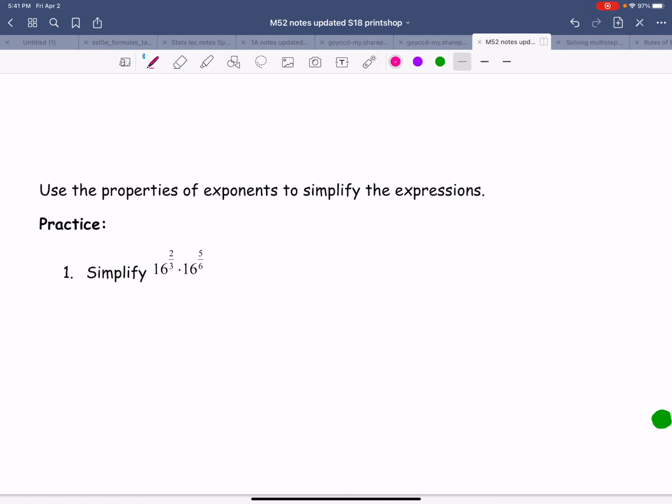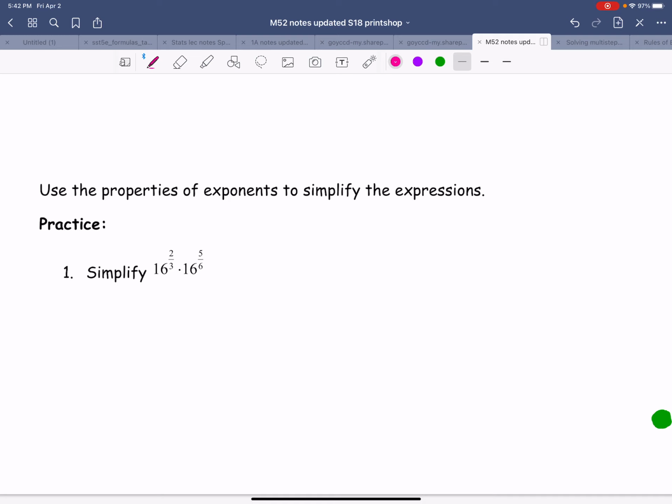This is the second video, part 2 video for rational exponents. In the previous video, we saw how we can express a radical as a rational exponent and a rational exponent as a radical. We also saw the rules of exponents, reviewed the laws of exponents. So here we're going to apply those laws of exponents.